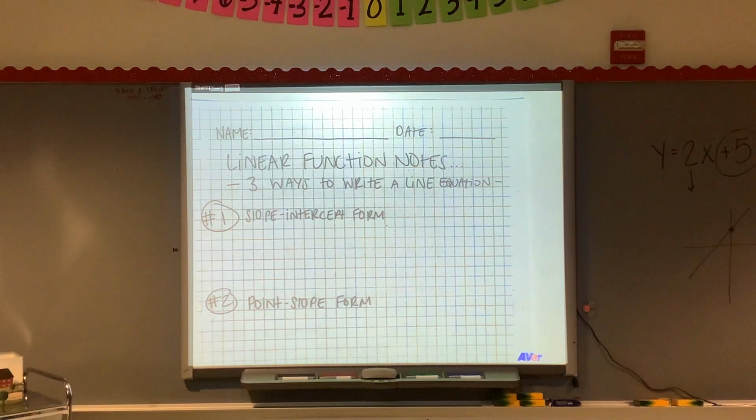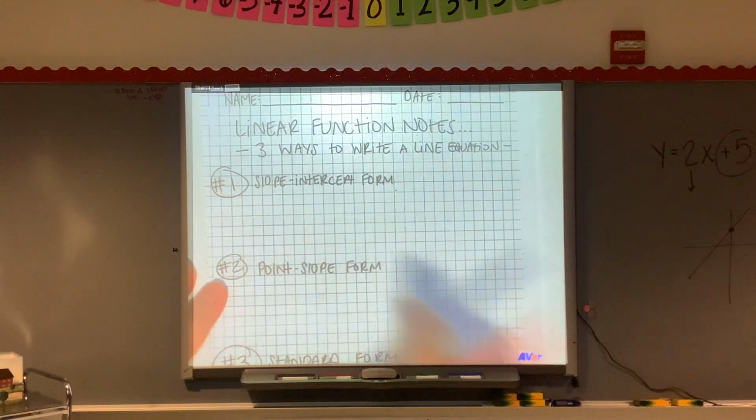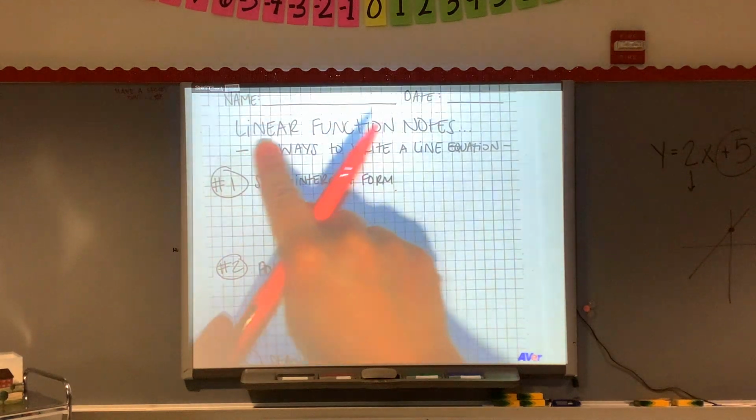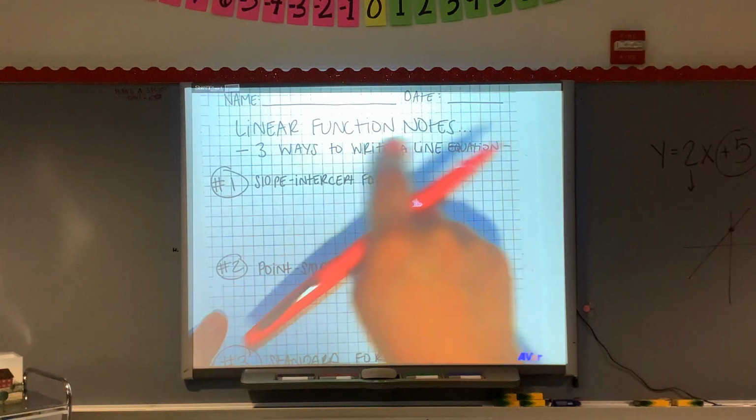Right, this is a quick rundown for your lesson for 3A-1. 3A-1 is about point slope form, and we're going to get to that in just a second. First of all, let's back up a second, and these are linear function notes. This is what we do.